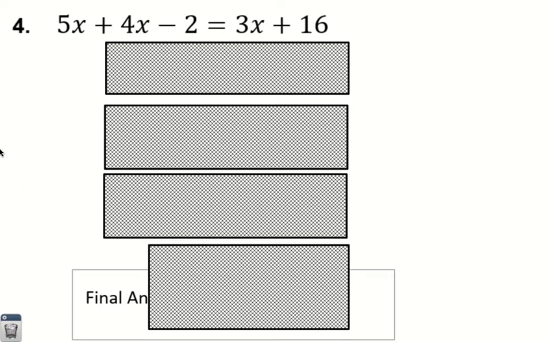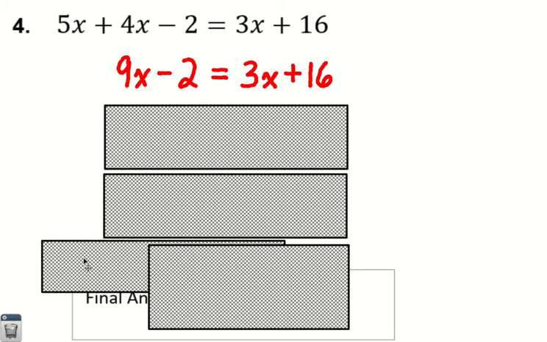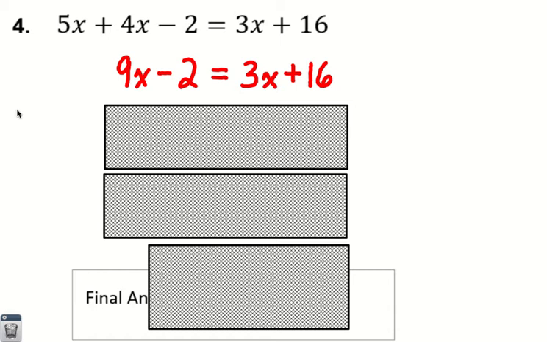In number 4, you would notice that the first thing we should do is notice that there are already a couple of like terms that are already together on the same side of the equation. So 5x plus 4x can just combine the way they are. So you should be looking for that kind of stuff. And 5x plus 4x is 9x.